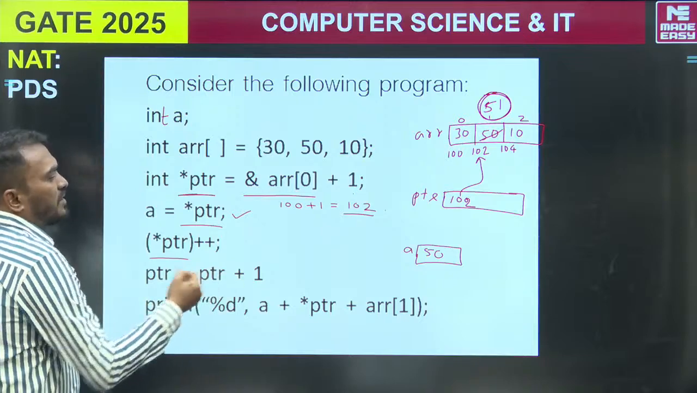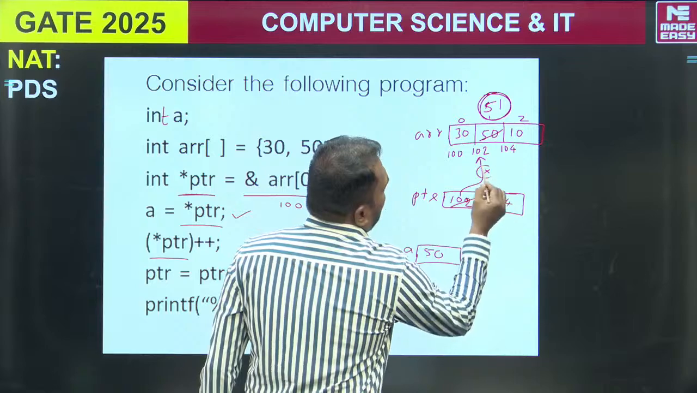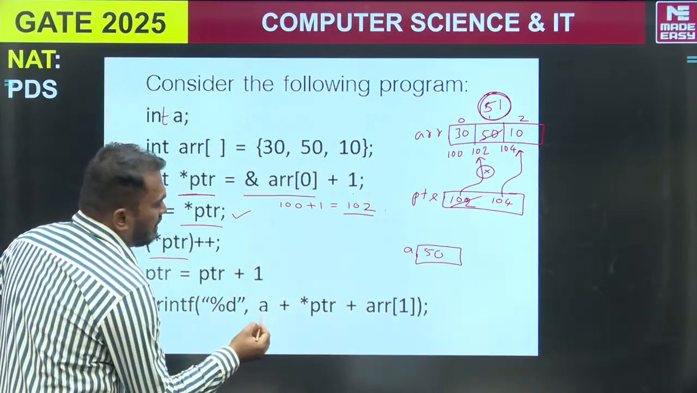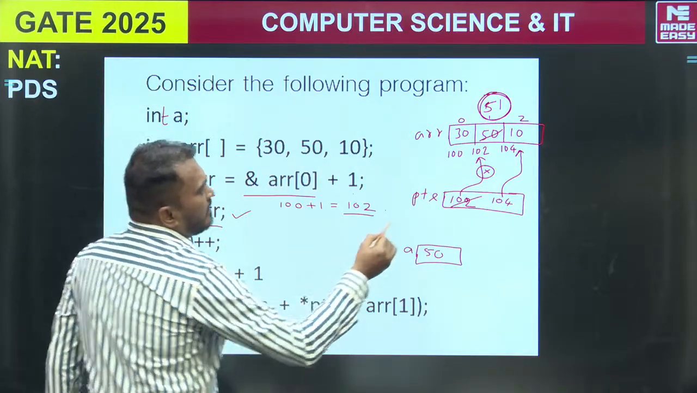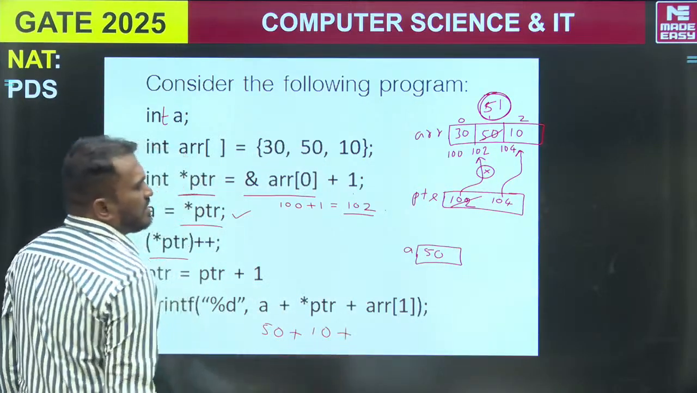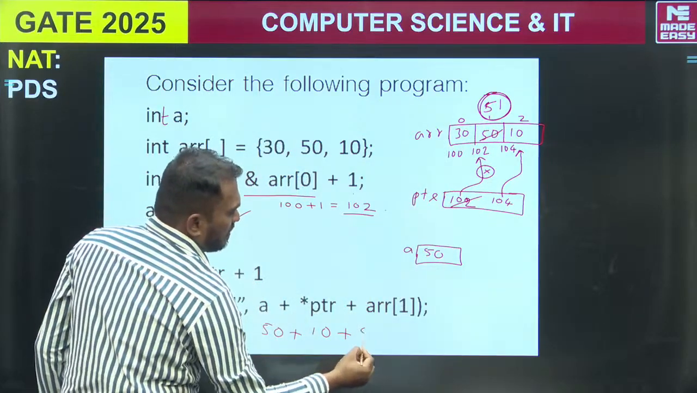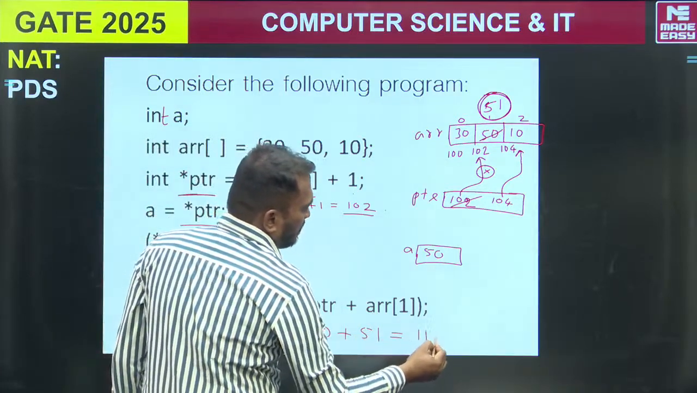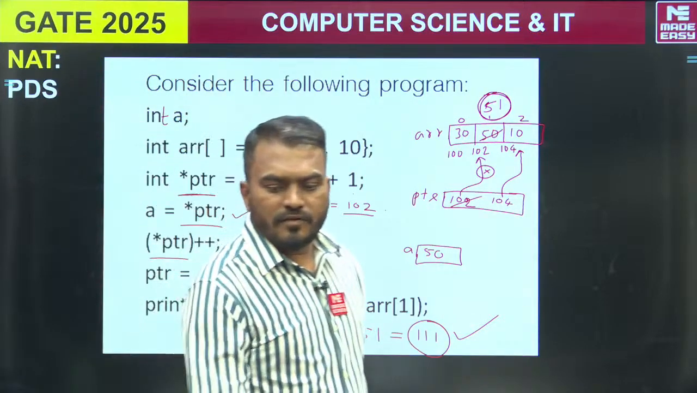And next, ptr equal to ptr plus 1. ptr is pointing to 102. If I say plus 1, it will become 104. It will point to the next element, incrementing by the size of the element. So it will be 104. Now finally, what is the question asking? printf %ld of a value, which is 50, plus star ptr. Now tell me the value at the location ptr, 104. How much? 10. So that is 10, plus a r of 1, which is 51. So now tell me what is the total of this? 50 plus 10 is 60, 60 plus 51 is 111. So 111 is the answer.